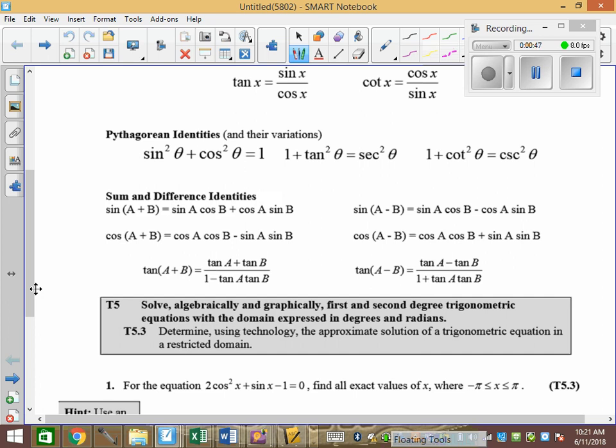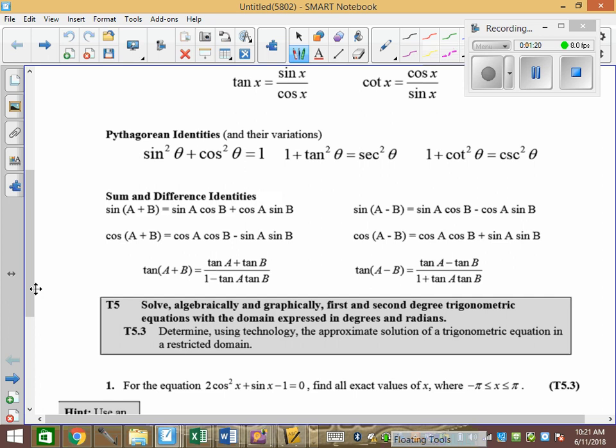Sum and difference identities. You have sine a plus b, cos a plus b, sine a minus b, cos a minus b, and then the tans. And what do you have to use those for? Angles that are in the unit circle, but they ask you for exact values. So like sine 75, or cos 75, or sine 15, or tan 15. Any of those that you could do like 60 minus 45, or 45 minus 30, and you could get 15.